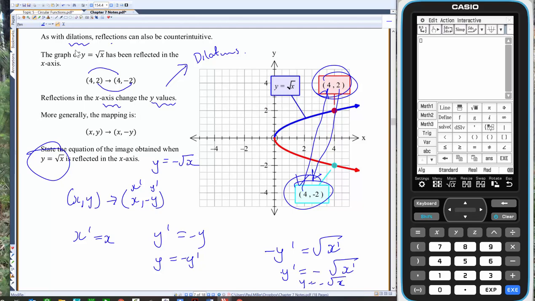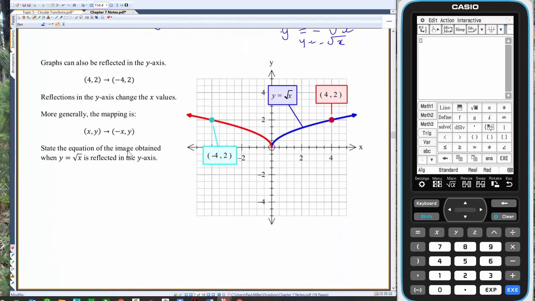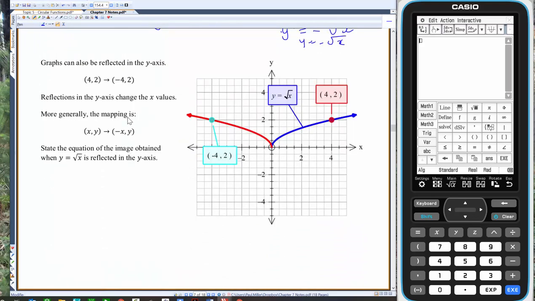Again, that's one that you can do by recognition, and I hope you do that one by recognition. But there are going to be instances where it's important that we can use this mapping technique. So graphs can also be reflected in the y-axis. Here's root x, and if it's reflected in the y-axis, notice what happens. This is (4, 2), and look at what's changed. Reflections in y negate the x, and the y stays the same. So reflections in the y-axis change the x values.